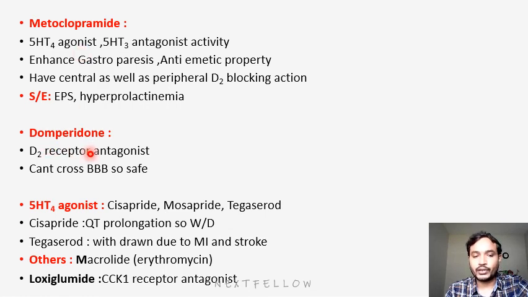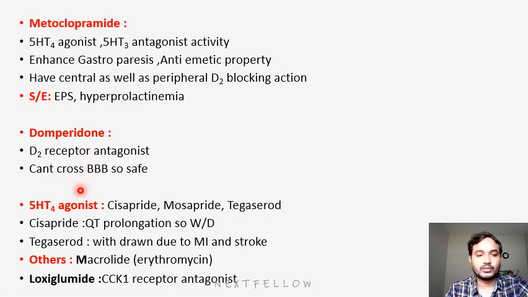Next is domperidone. Domperidone is a D2 receptor antagonist, but it acts only peripherally. There is no crossing of the blood-brain barrier, so it is safe. It is the most commonly used drug. That is why combination products like Pandy, Randy, Rantac D all use domperidone. It has only peripheral dopamine receptor antagonist activity, so there is no chance of developing EPS, extrapyramidal symptoms.